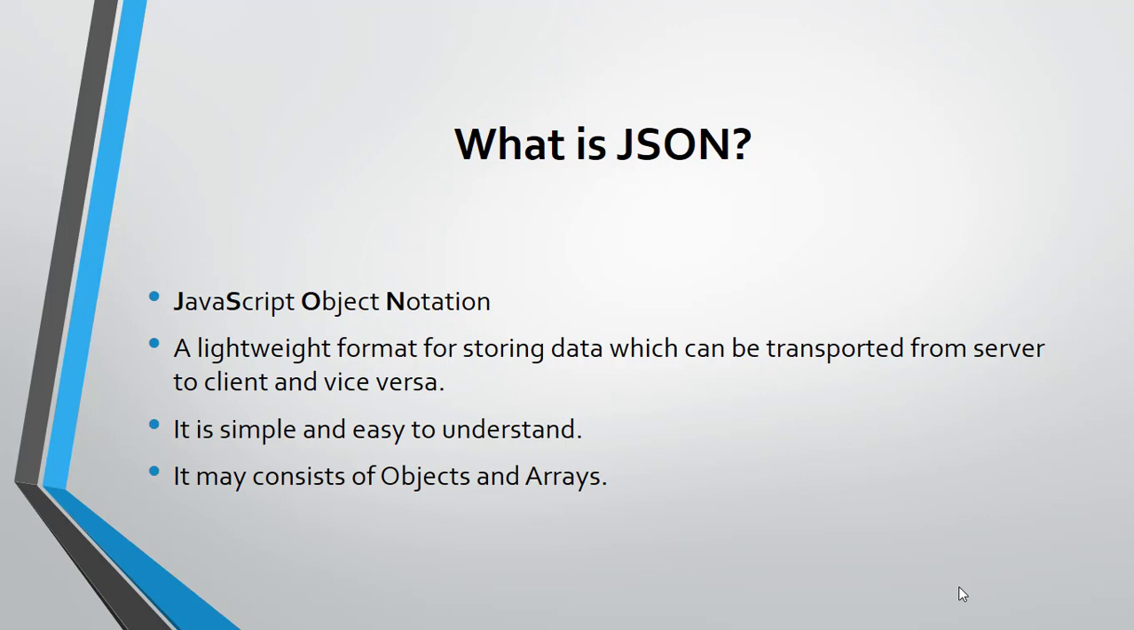It is a lightweight format for storing data which can be transported from server to client and vice versa. If you have seen my Rest Assured playlist, there I have explained a lot of APIs where I am sending a JSON payload and receiving a JSON response, right? Because we are transporting that data from server to client and client to server. It's very easy to understand, and it may consist of objects and arrays.